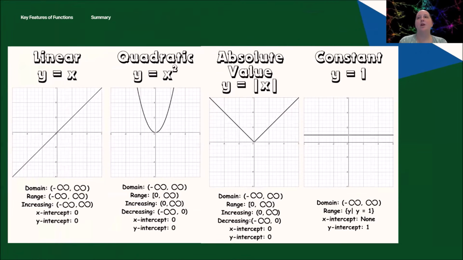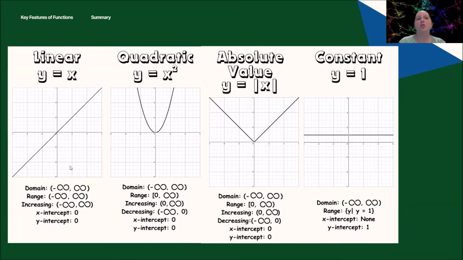So in summary, again, I've got linear, quadratic, absolute value, and constants. My domains for all of these are really going to be negative infinity to positive infinity. And in general, that's what most of your graphs are going to look like. Your range is really where you're going to have to think about where it stops, where it starts, and whether there is a specific point that it goes to but not past.